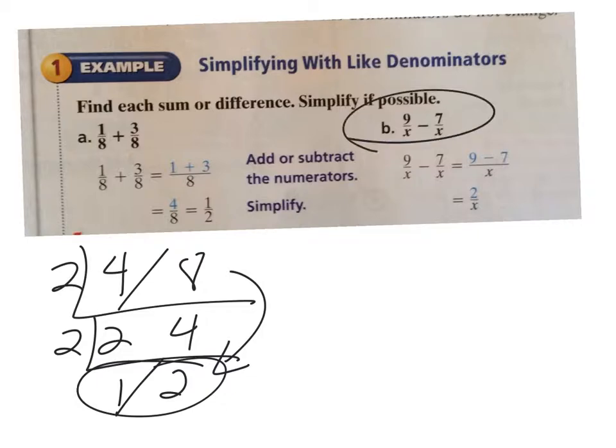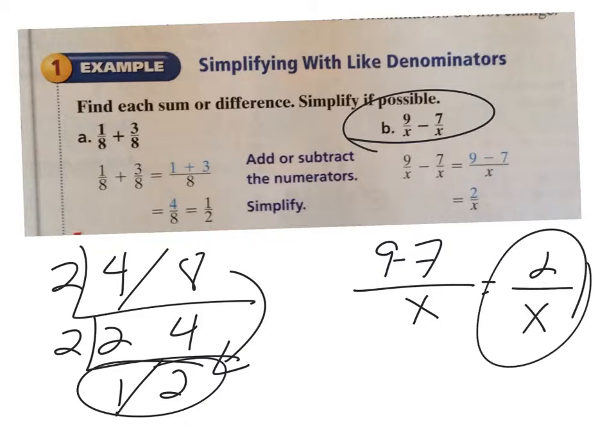Here, the common denominator is actually x, right? It can be a variable. So x, 9 minus 7 is 2, so 2 over x. Yeah, throw in the variables, throw in the fun there. I know you like that.